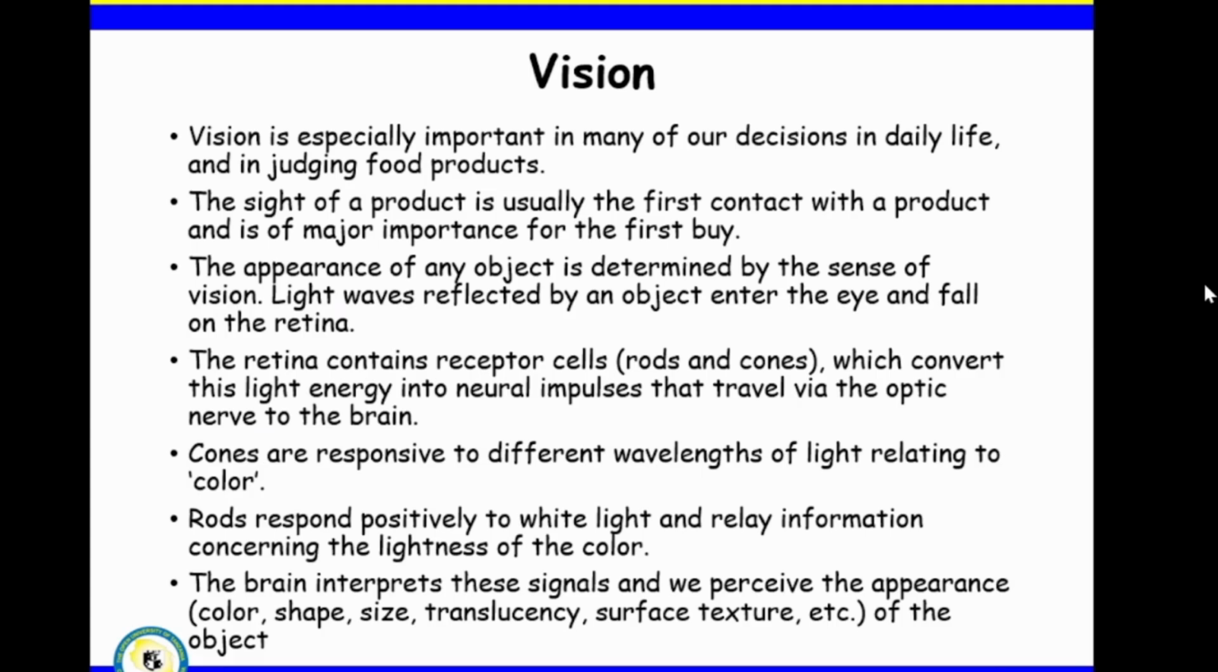And all those characteristics I've explained. For example, the bottles I've already mentioned, the color I've mentioned of the juice, the surface texture, I've given you the example of a fresh carrot. So you can see how vision is very important as far as sensory evaluation is concerned.